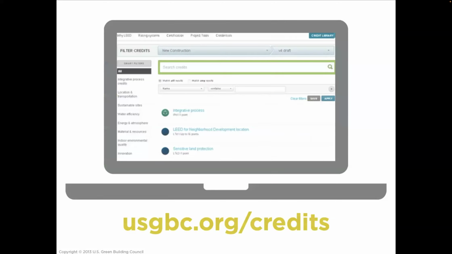Again, this is the LEED credit library. It's a huge resource. Go into every credit, go into the resources tab, and download any policy, any calculator you have, and just use them and look at them.